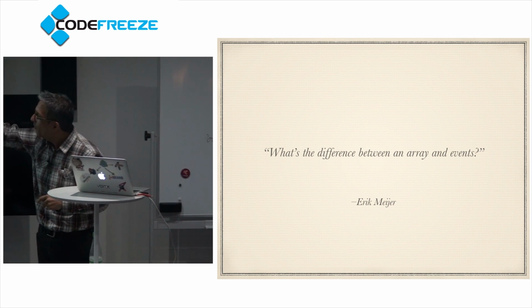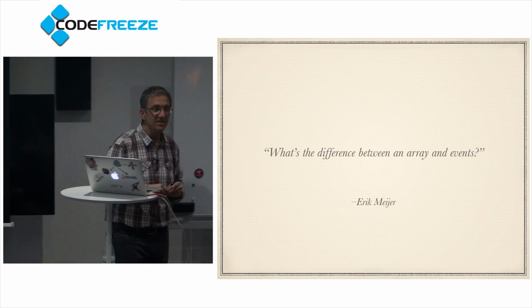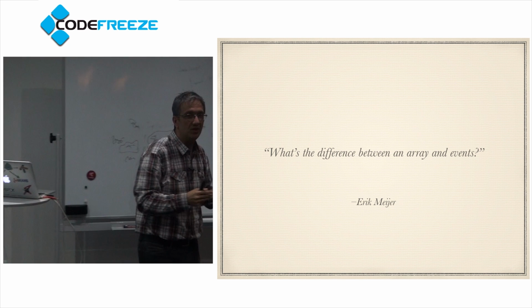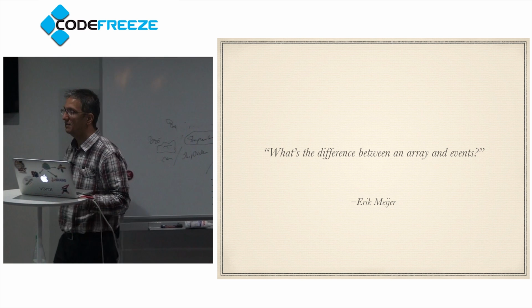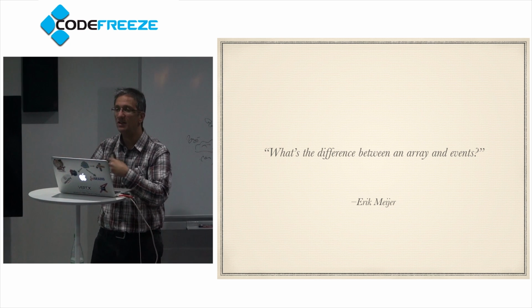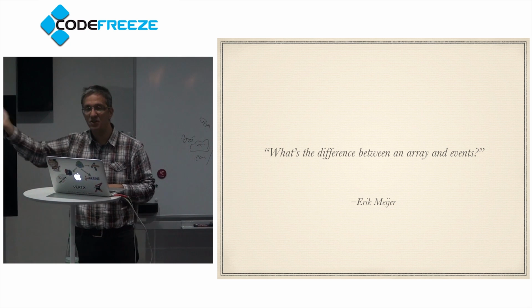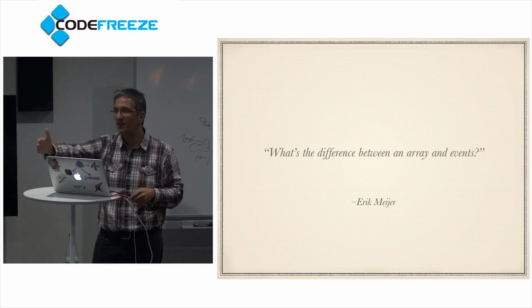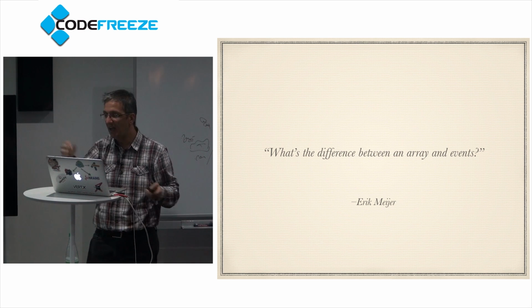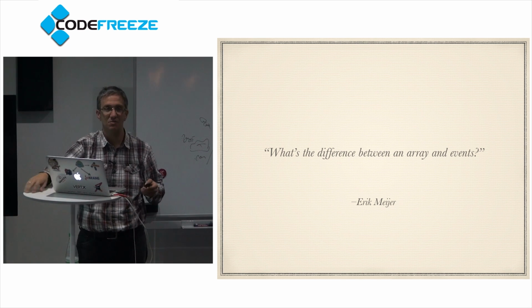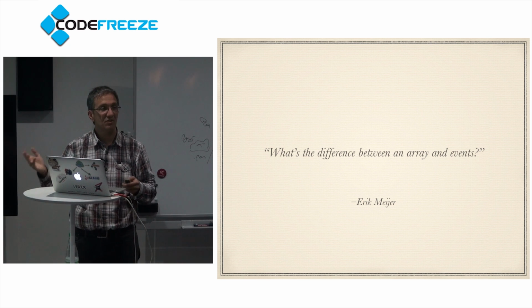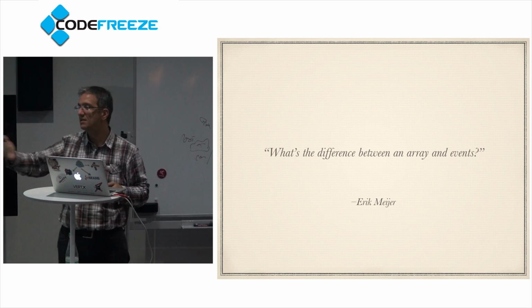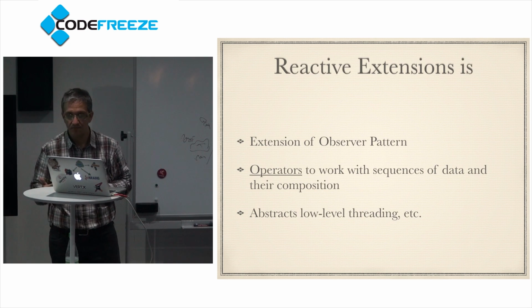Okay, fine. What's the difference between an array and events, he said? What is the difference between an array of elements and an event? Nothing. I have data that I'm pulling, I have data that I'm pushing. There's no difference. If I treat everything as an event, there's no difference. I have an array of numbers, I have a mouse that's moving. Every time the mouse moves, it shoots a coordinate to me. There's no difference. Treat everything as events.